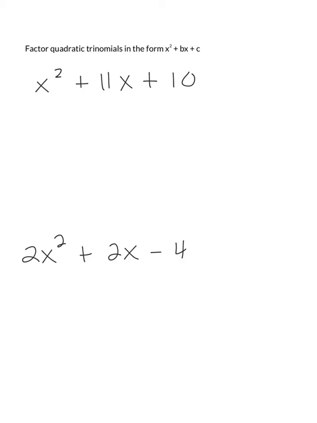This is the beginning of the review for the test. We're going to factor quadratic trinomials in the form of x squared plus bx plus c. So the first problem we have is x squared plus 11x plus 10.